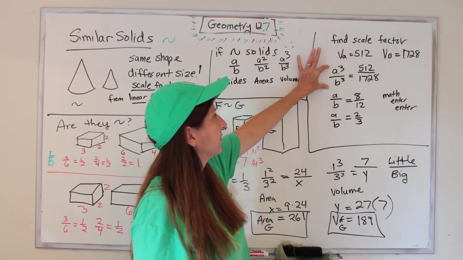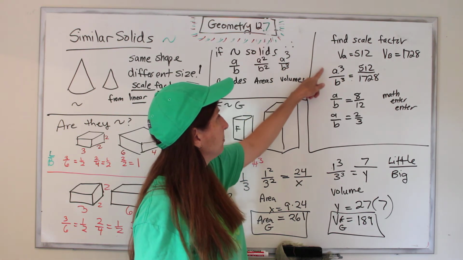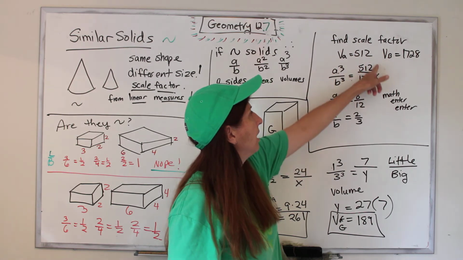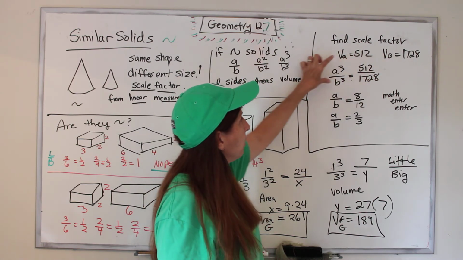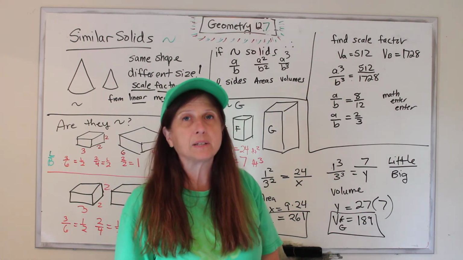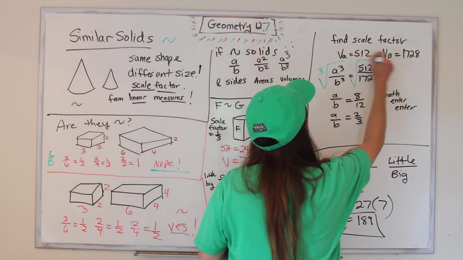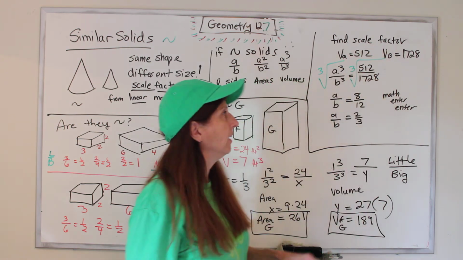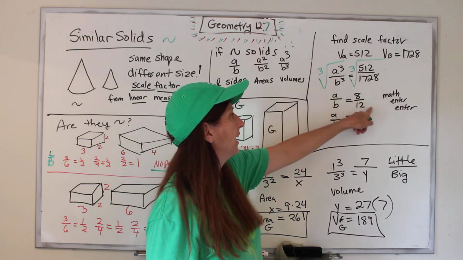Well, we know that the scale factor for volume is A cubed over B cubed, the little one on top, the big one on bottom. And so now, how do we go from here to here? Well, why are these not alone? They're cubed. So what's the opposite? Cube rooted. What you do to one side, you do to the other. That frees these to just A and B, and it frees those to 8 and 12.